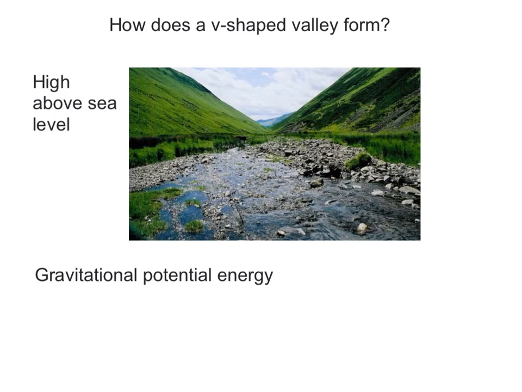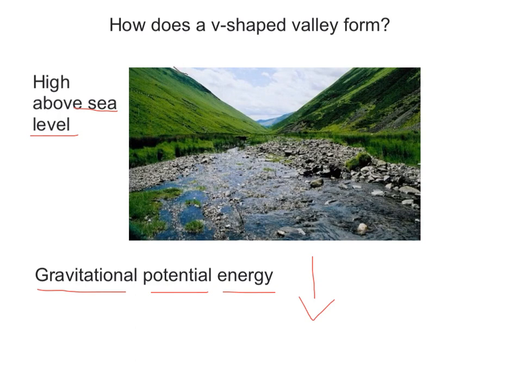Well, a V-shaped valley forms very high above sea level, sometimes known as base level. And all this means is that it has a special kind of energy called gravitational potential energy, or GPE. And this is simply the force of gravity pulling the river downwards. And this creates what we call vertical erosion. And vertical erosion will simply make the river erode deeper and downwards into the valley.